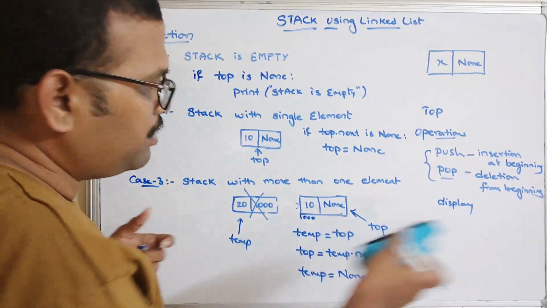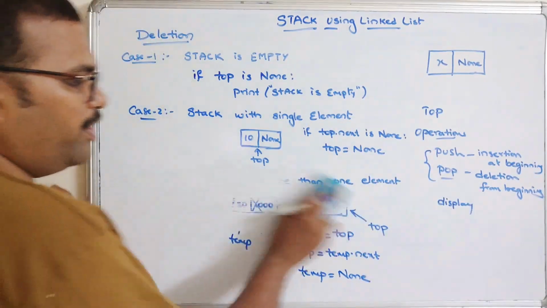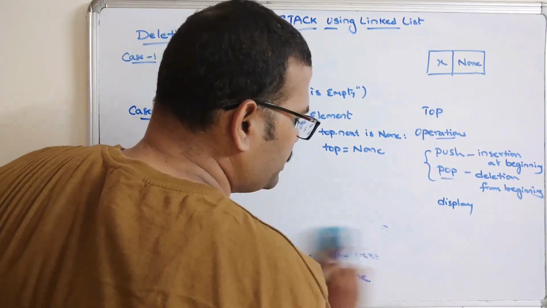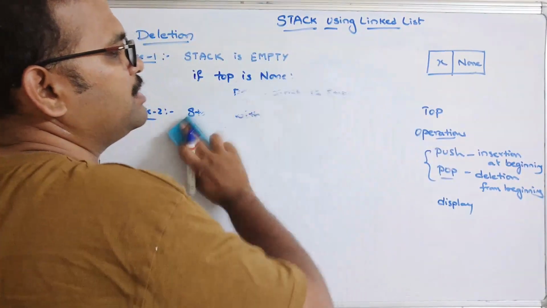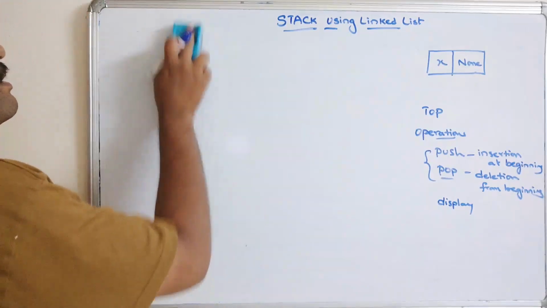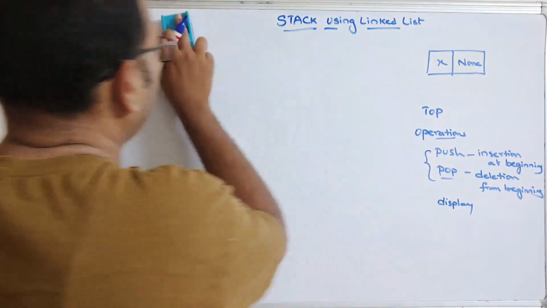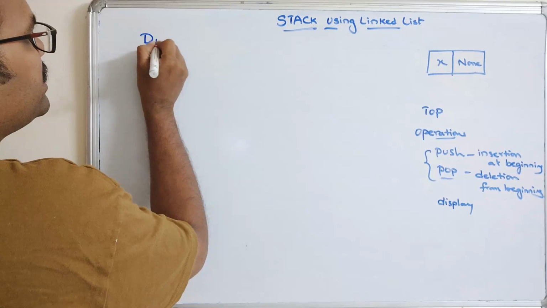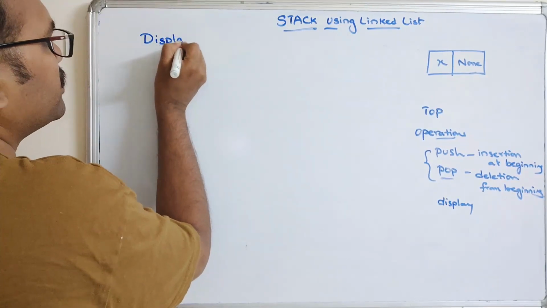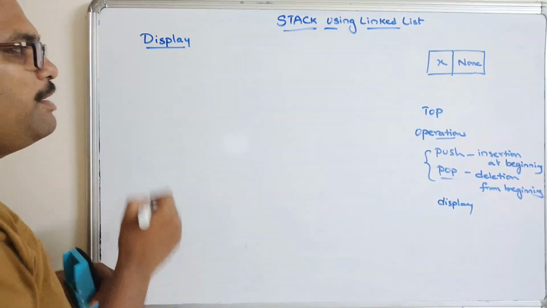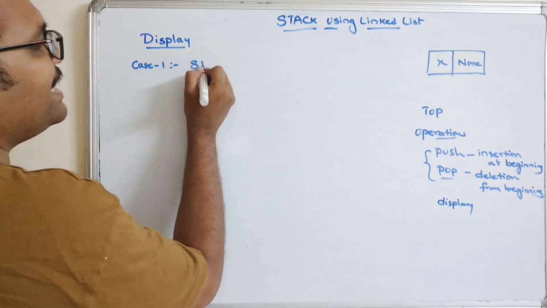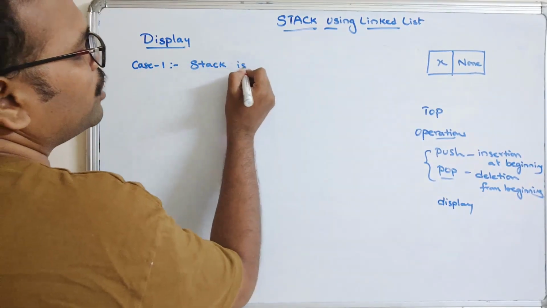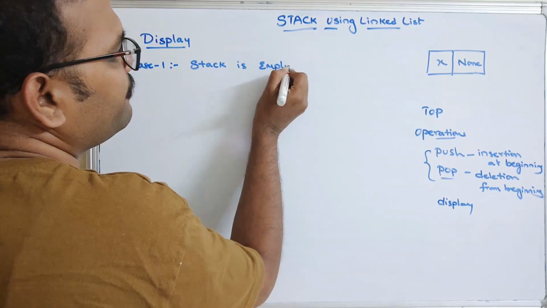And the next one, the display operation. So we have successfully done these 2 operations, push and pop, that means insertions and deletions. Now we need to print the elements of a stack, which is nothing but a display function. So in the display function, case 1, stack is empty. So if the stack is empty, we need to print it.